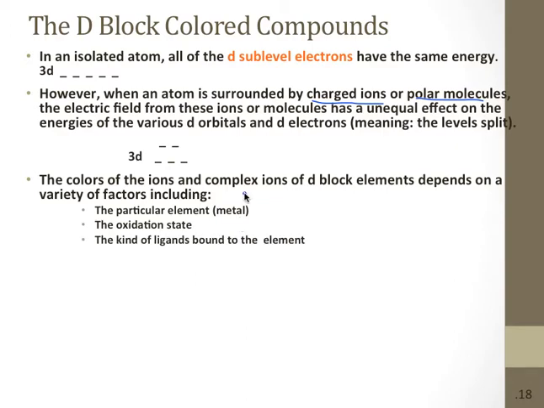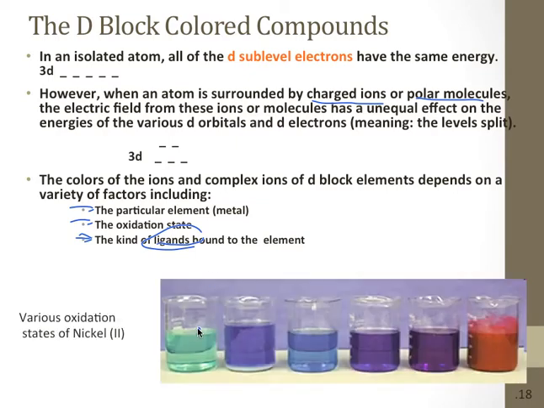The colors have to do with the electrons being promoted and then moving back down in between these energy levels. The colors that are produced have to do with three factors: the particular element, what is the metal, the oxidation state of that element, and the kind of ligands that are bound to the element. We will talk more about this in just a little bit. So you can see the various oxidation states of nickel.